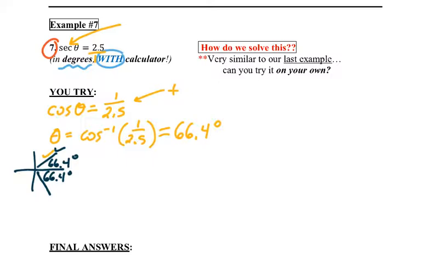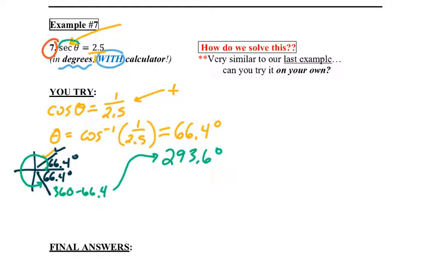We have to take it from 0 degrees. What is that second angle from 0, going counterclockwise? And to find that angle, that's actually going to be 360 minus that reference angle. So really, my second answer should be about 293.6 degrees.